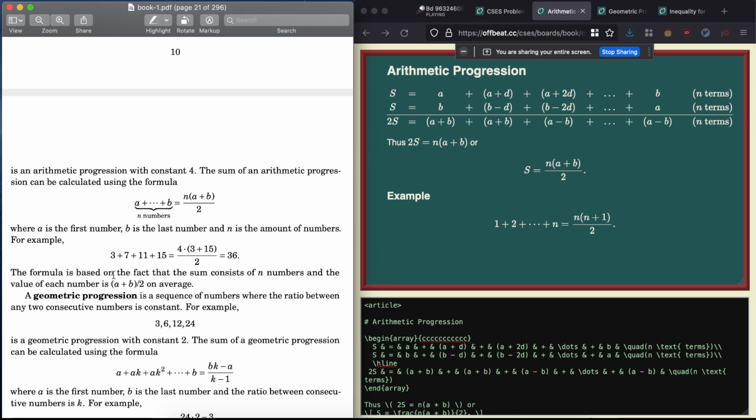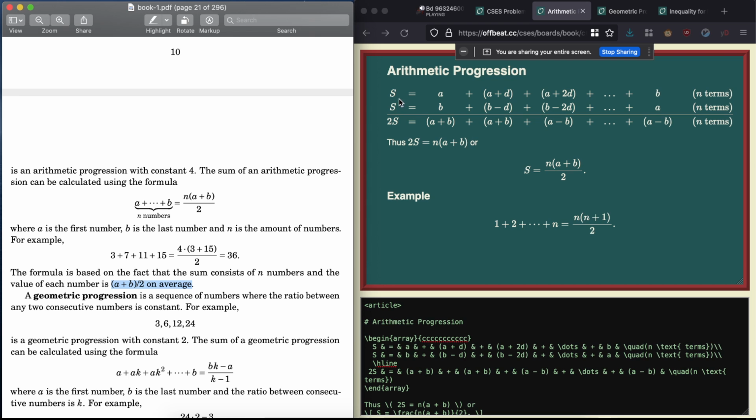The formula is based on the fact that the sum consists of n numbers, and the value of each number is (a plus b) divided by 2 on average. So it's sort of stating this without any proof, and I will not dive much deeper into this. In case there are any questions about this, please visit our IRC channel and we can discuss this in more detail. And if more discussion is required, we can do that here. For now, I'll just show this proof that I have worked out on the board and then move on.